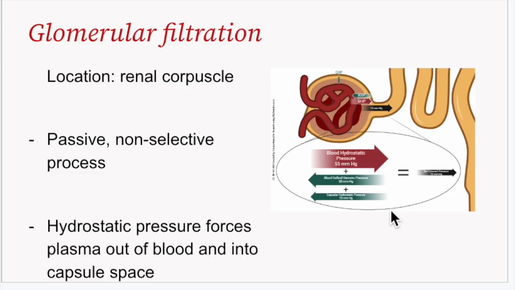And so we've learned that the functional unit of the kidney is the nephron, and the nephron includes the renal corpuscle, which has the glomerular capillaries and this capsule, and then the tubule, which is broken down into the proximal convoluted tubule, the nephron loop, and the distal convoluted tubule. So glomerular filtration happens all in here, that renal corpuscle. It's a passive, non-selective process.